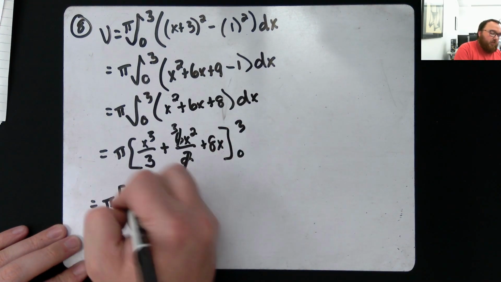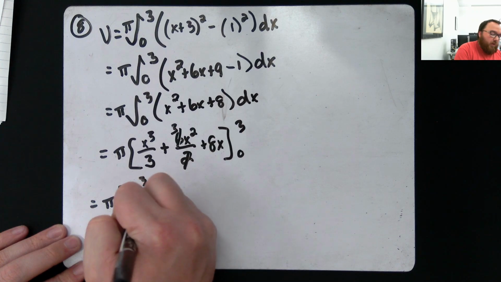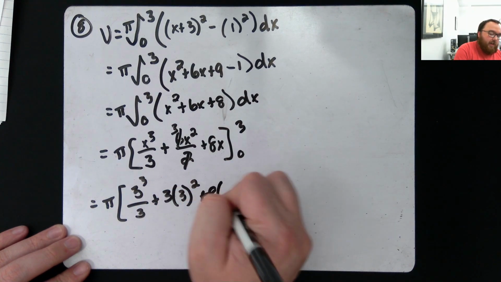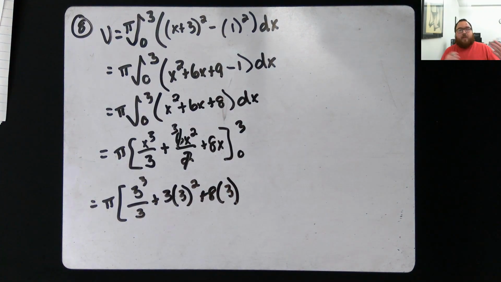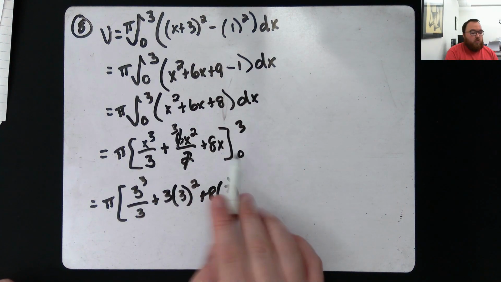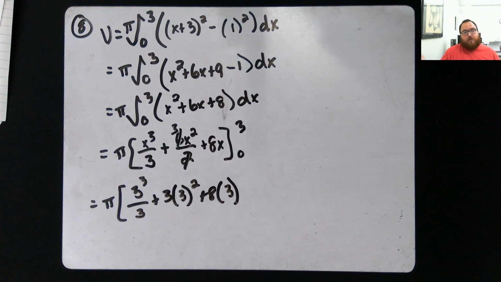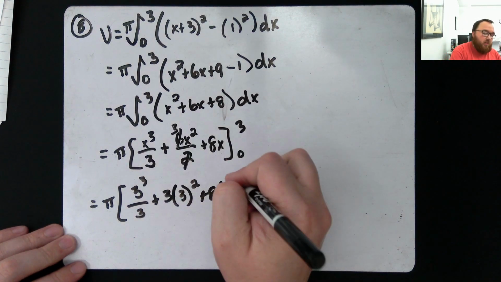Plug in a 3 first. 3 cubed over 3 plus 3 times 3 squared plus 8 times 3. Just like our last one, plugging in a 0 into all of these is going to make it 0, 0, 0, so I don't even really need those there.